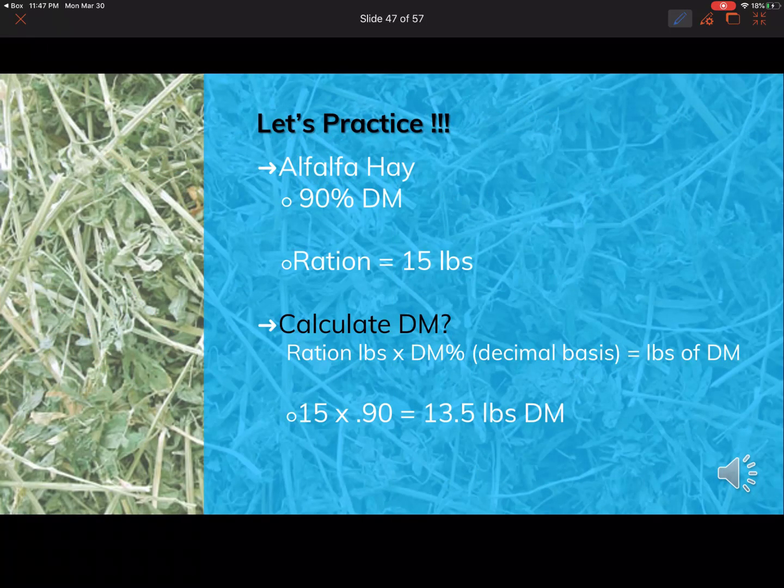This is another example of a dry matter calculation, but this time using alfalfa hay, which is much, much higher in dry matter, meaning it doesn't have as much moisture. So use this as a practice. See if you can get this answer without any help.